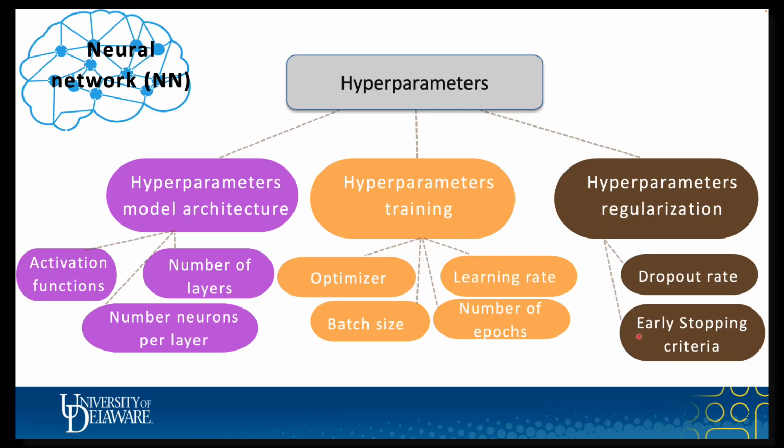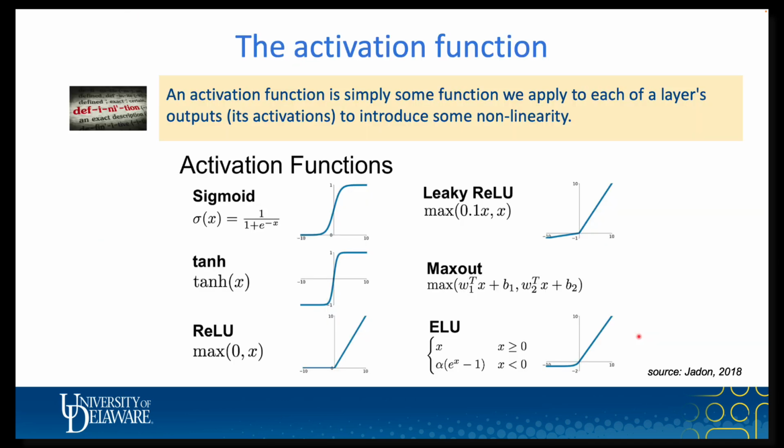Now we're going to review some of the hyperparameters at different levels: hyperparameters related to model architecture, hyperparameters related to training, and hyperparameters related to regularization. The activation function captures nonlinear patterns and is applied to layer outputs. These are different functions. We mentioned before sigmoid, tanh, and ReLU, but there are others, and these functions, as mentioned before, add some nonlinearity and allow us to address more complex problems.